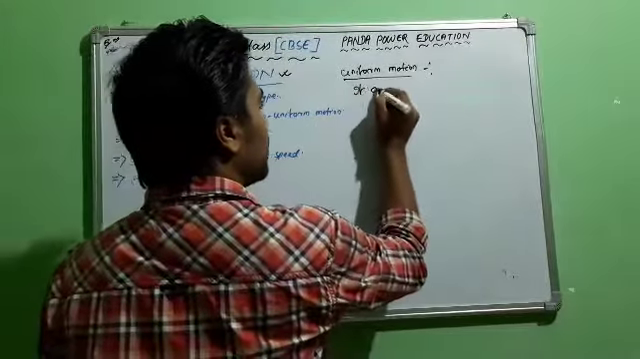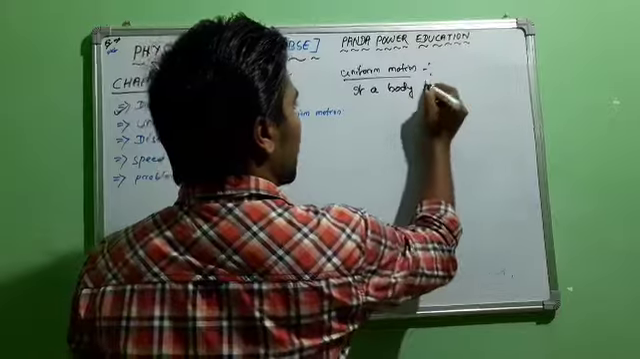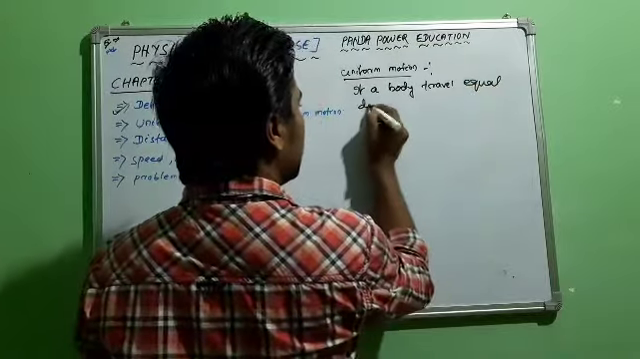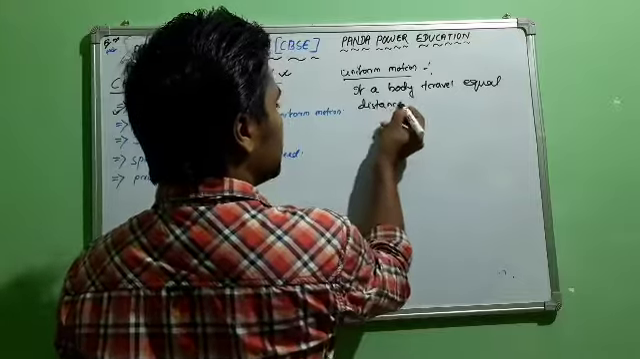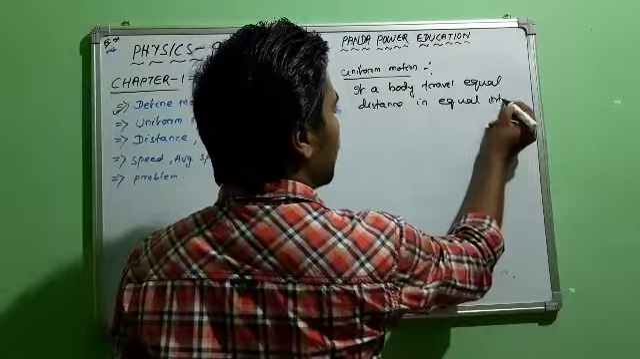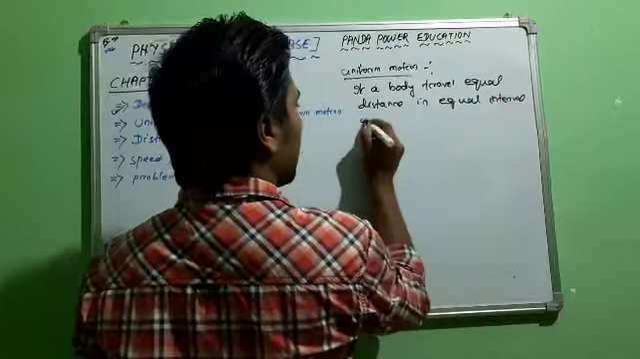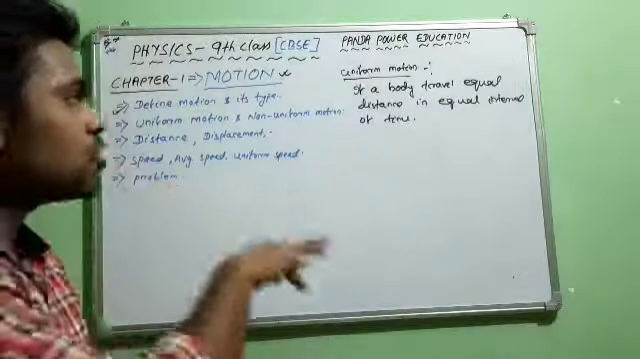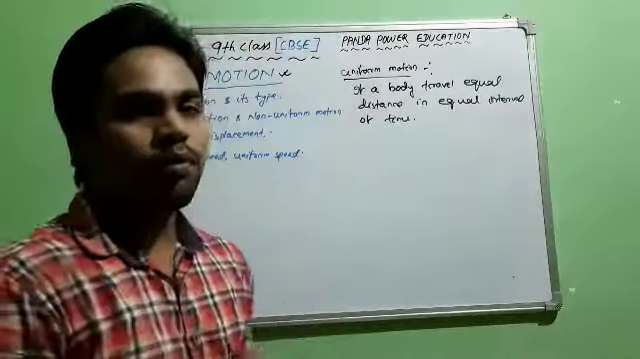If a body travels equal distance in equal interval of time, then that motion is called uniform motion.